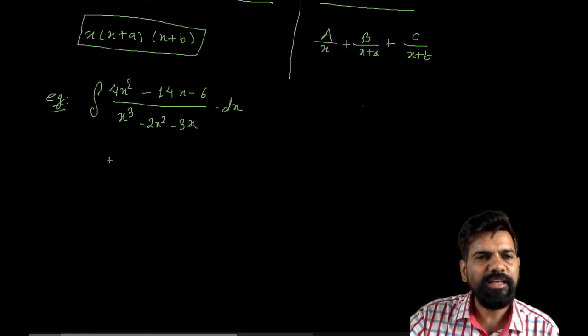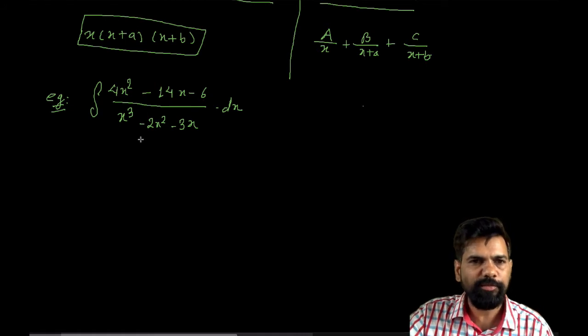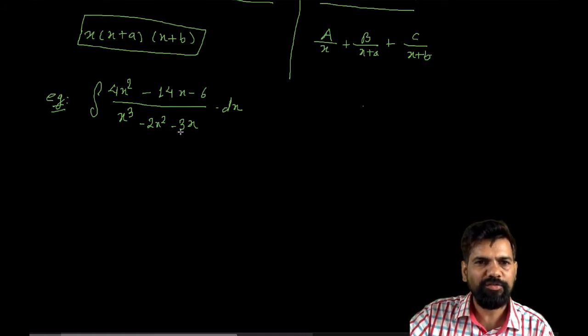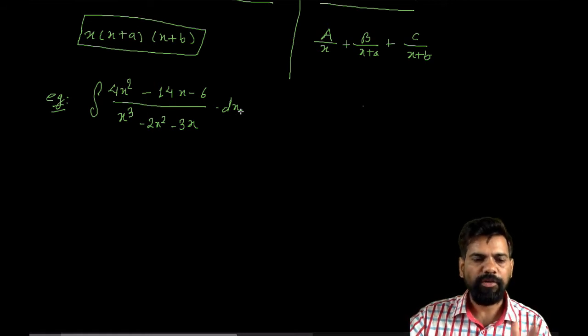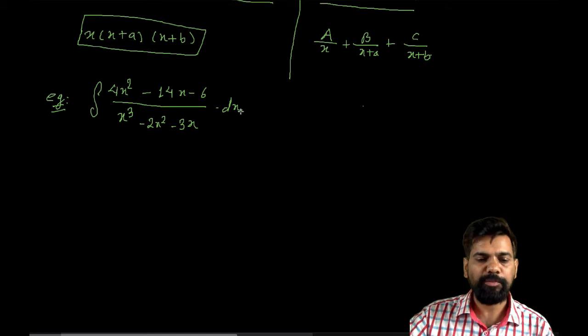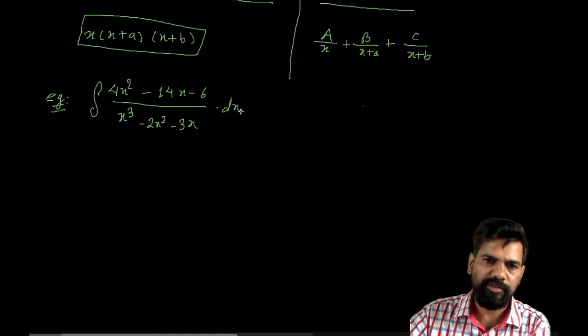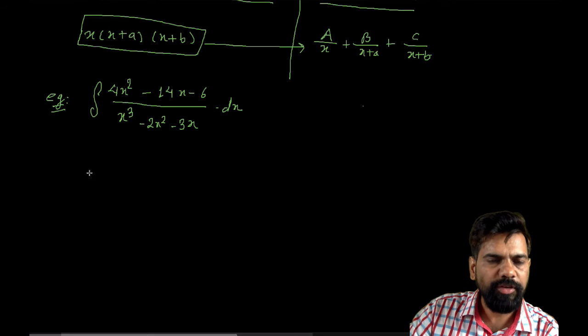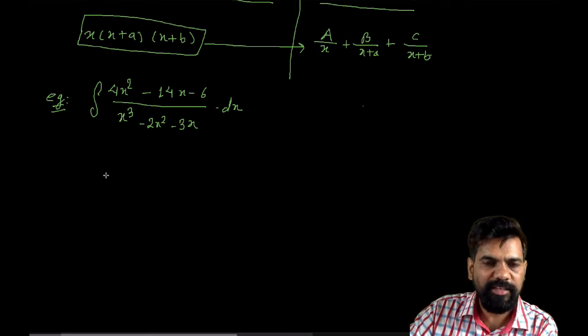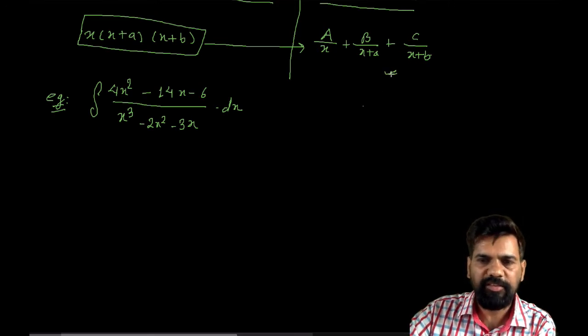You can see here in the question, the integration of 4x square minus 14x minus 6 over x cube minus 2x square minus 3x dx. How do we compute the integration of such types of fractions? For this, we can use the concept of the distinct linear factor partial fraction method. First of all, remove the integration part, only take the fraction and compute the partial fractions.